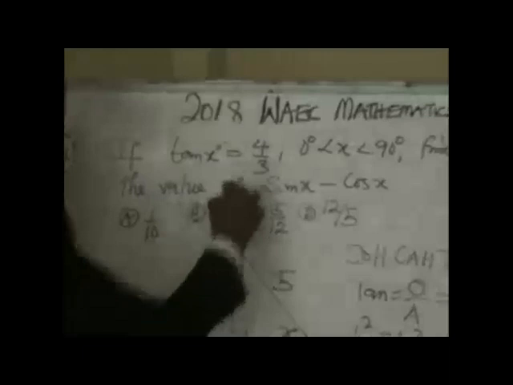So 1 over 5 becomes the value of sin x minus cos x. No, I beg your pardon. The value of sin x minus cos x equals 1 over 5 when tan x equals 4 over 3. So our correct option is option B. Are you getting it now? Okay, fine. Let's move on to the next question.